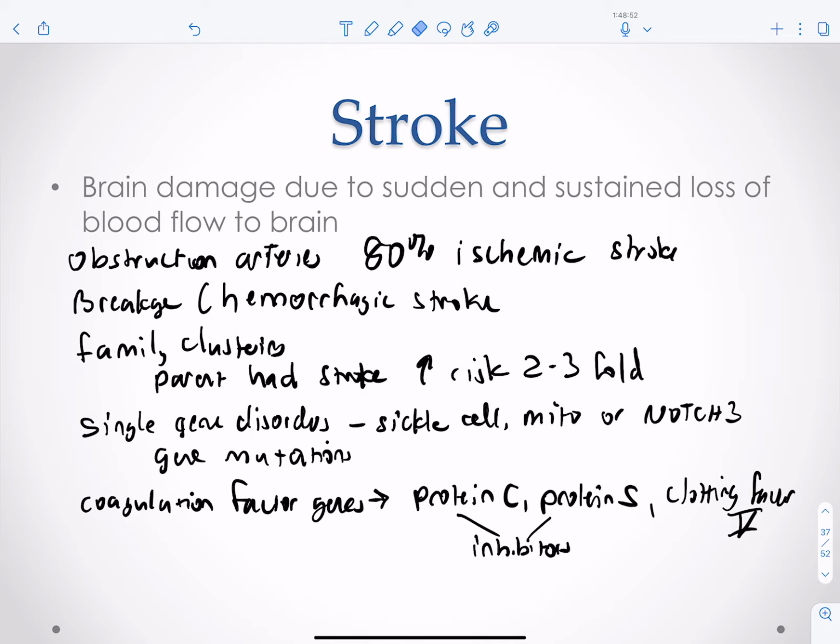There are associated single gene disorders, so sickle cell anemia can increase your risk for stroke. You have some mitochondrial genes and some mutations of Notch3 that can all lead to an increase of stroke. Coagulation factors can influence stroke, so we have protein C and protein S. These are inhibitors of the coagulation cascade, so if they have a loss of function, then you're going to have enhanced coagulation, which can lead to obstructions. You also have clotting factor 5 mutations that can lead to obstructions and stroke.